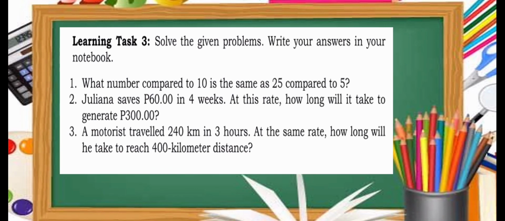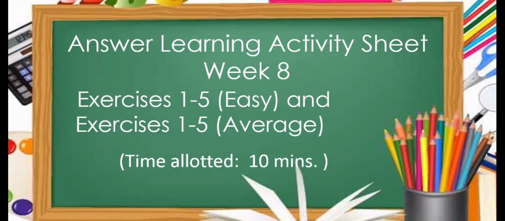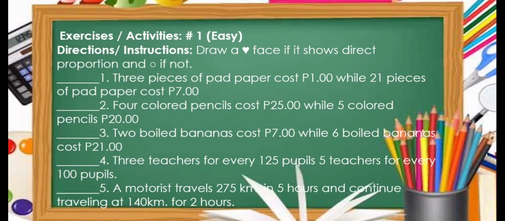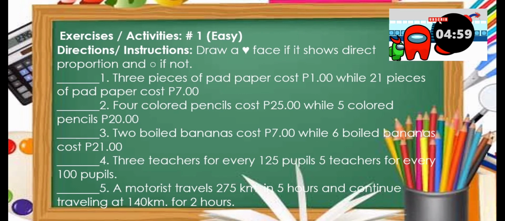If you are done answering learning task 1 to 3, you can check those activities later. For now, get your learning activity sheet week 8. Answer exercise 1 to 5 easy and exercise 1 to 5 average. You have 10 minutes to answer each exercise. Try answering activity number 1, easy.